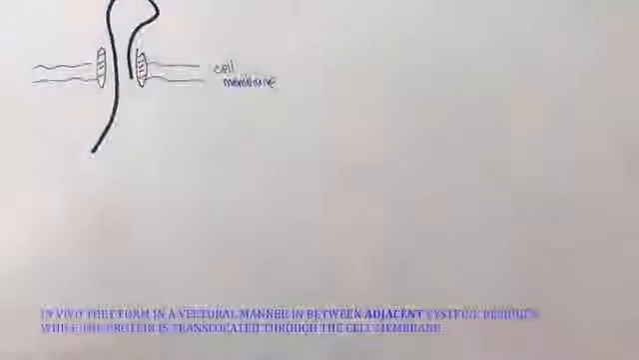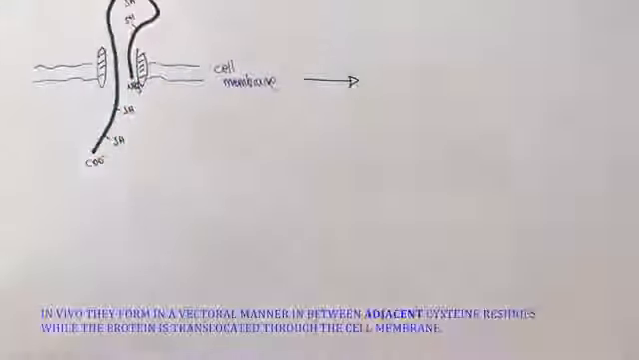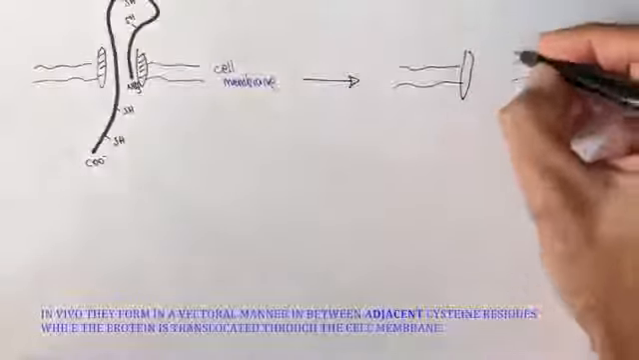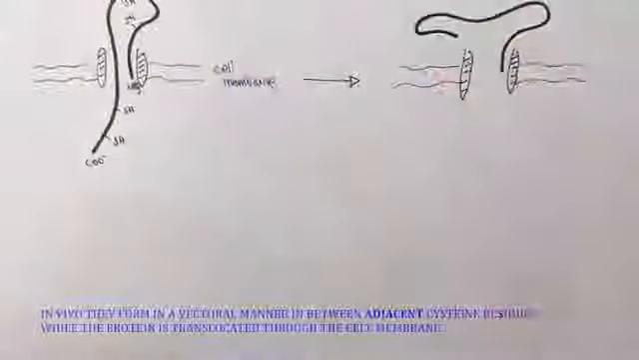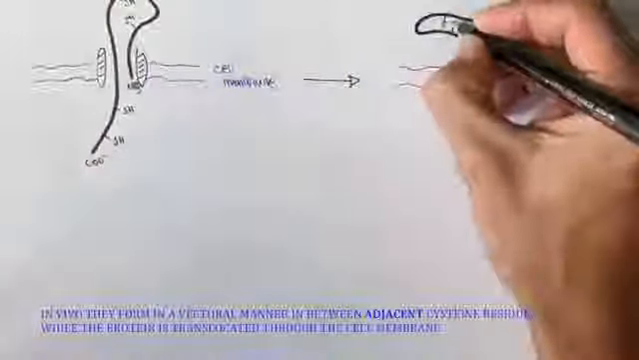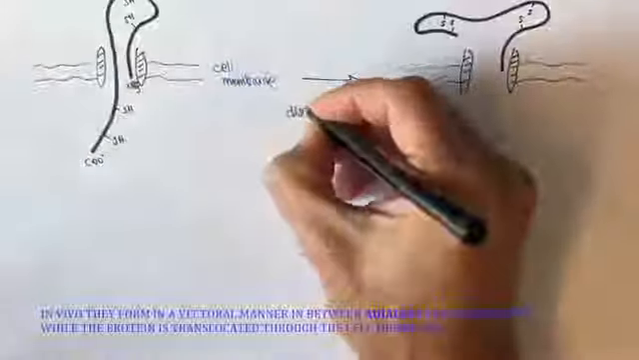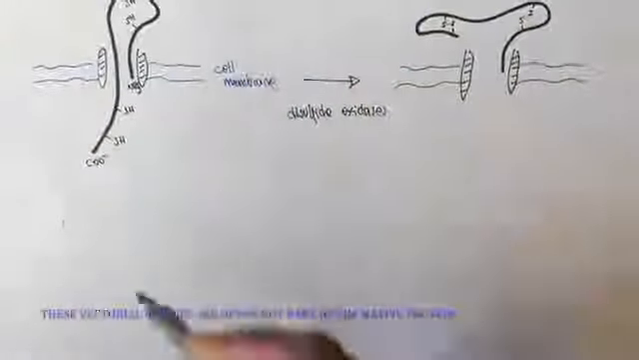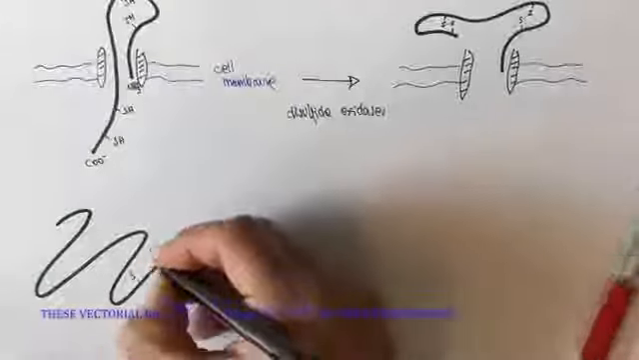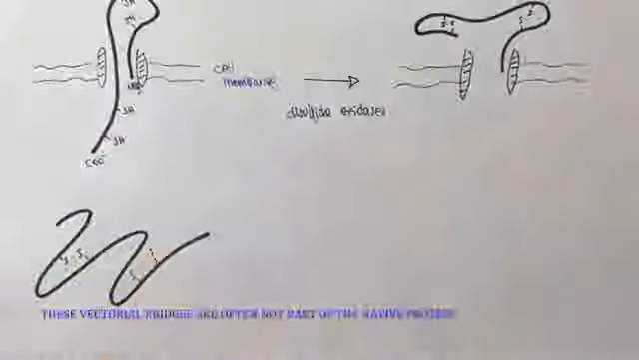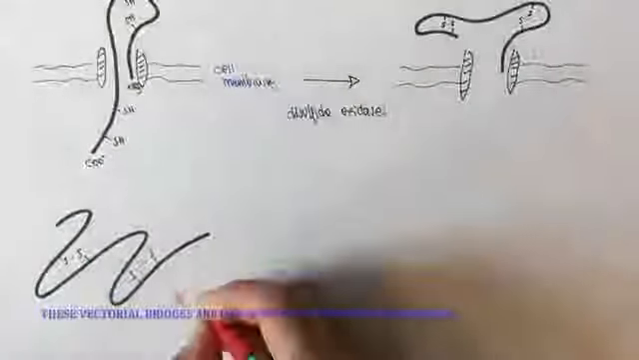Formation of disulfide bridges in prokaryotes occurs between thiol groups in adjacent cysteine residues while the protein chain is being translocated across the cell membrane. However, these vectorial bridges are often not part of the native protein conformation.